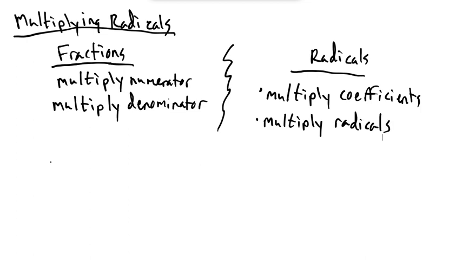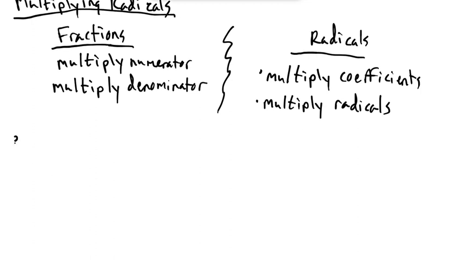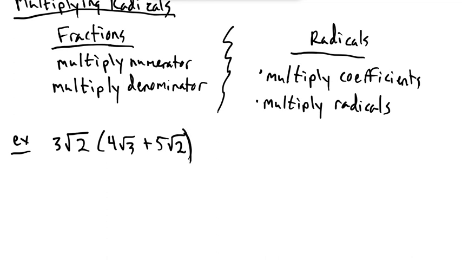All right, let's look at some examples of that. If you have 3 square root 2 times 4 square root 3 plus 5 square root 2. First thing we're going to do is we have to distribute this in, right? Think of this as just a number or some variable. If this were x, what would we do? We'd distribute it into both terms. And that's what we're going to do here.